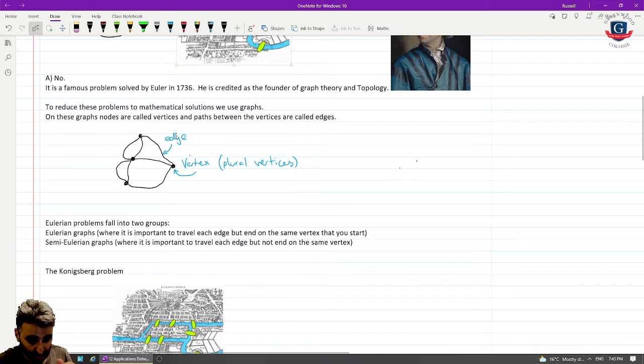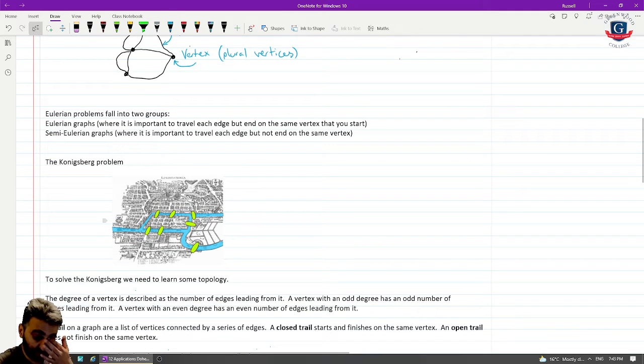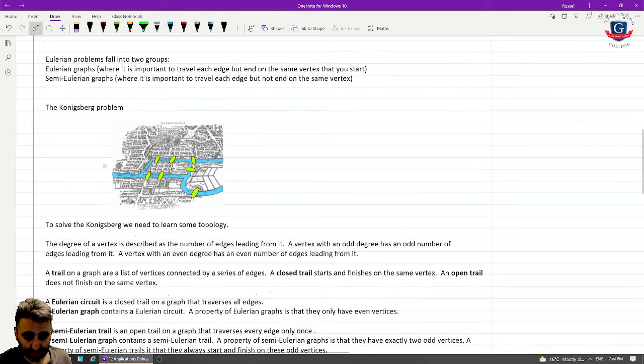Now, Eulerian problems tend to fall into 2 groups, Eulerian graphs and semi-Eulerian graphs. With an Eulerian graph, it's important to travel each of these edges and return back to where you started from. With a semi-Eulerian graph, you can travel each edge and it doesn't matter where you finish. So looking at the original problem, we could create that graph we had a second ago, and I'll just recreate it quickly now that we know a little bit more about it.